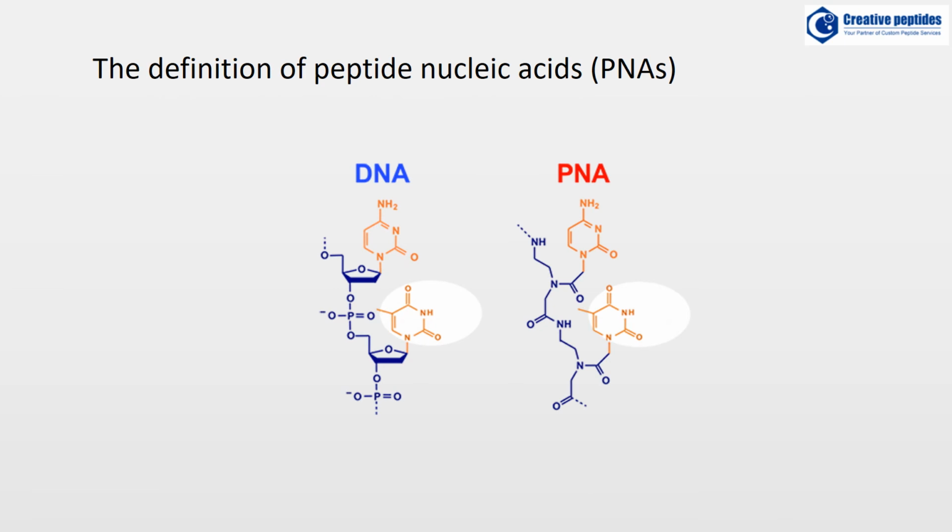PNAs are synthetic DNA analogues in which the phosphodiester backbone is replaced by repetitive units of N2-aminoethyl glycine to which the purine and pyrimidine bases are attached via a methylcarbonyl linker. The PNA molecules can routinely be labeled with biotin or various fluorophores. The unique chemical makeup provides PNA with unique hybridization characteristics.